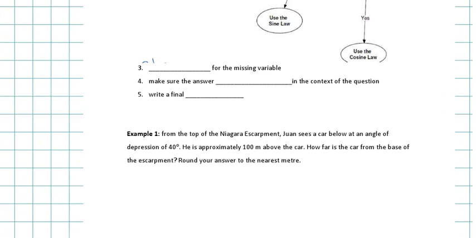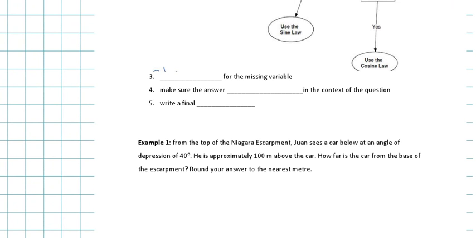Okay? Again, it's easier to know if it's cosine first, and then from there you move to the sine. You're always going to ask yourself, what is the missing variable? What am I looking for? So you solve for the letter, the missing variable that they're looking for.